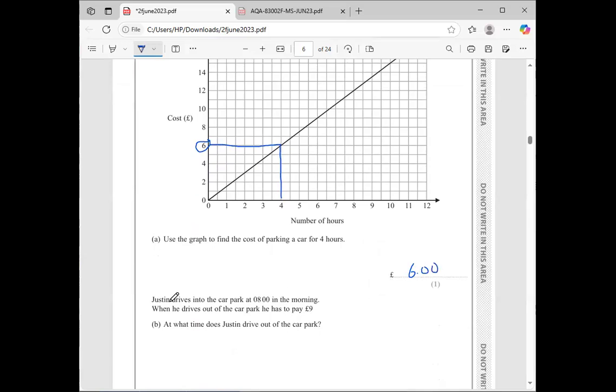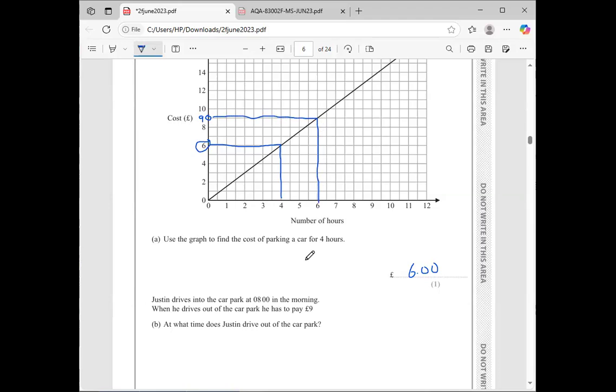Then the next question says, Justin drives into the car park at 8 in the morning. When he drives out of the car park, he has to pay £9. At what time does Justin drive out of the car park? Now, if you trace £9 to the graph, this is where I would land. And that would take me to how many hours? That would be 6 hours.